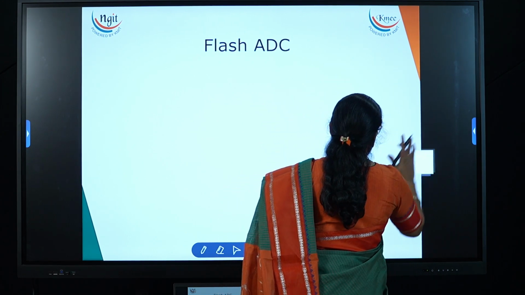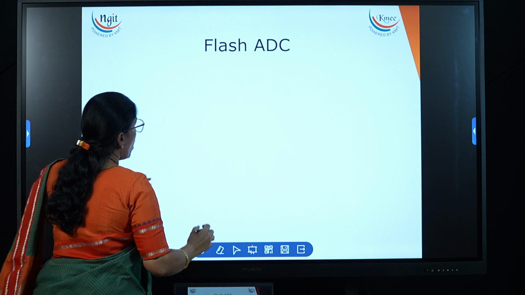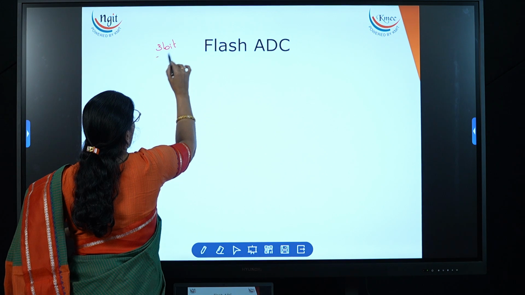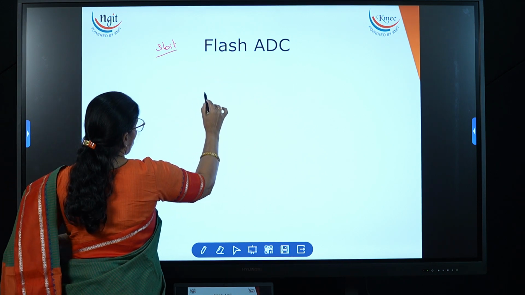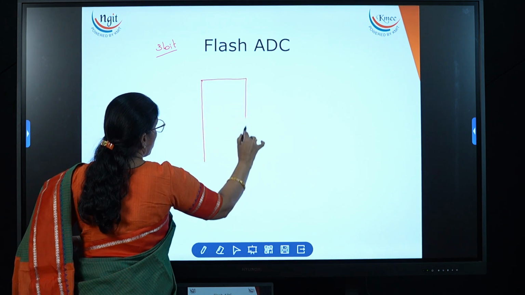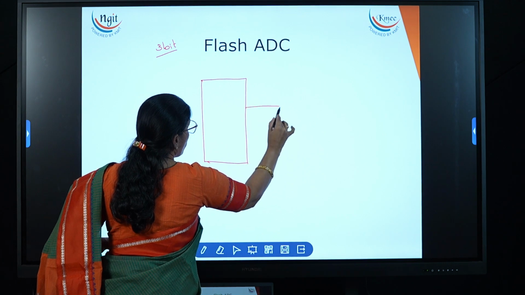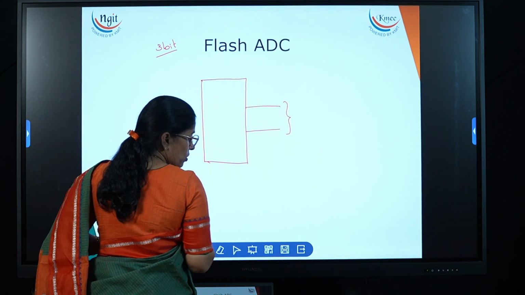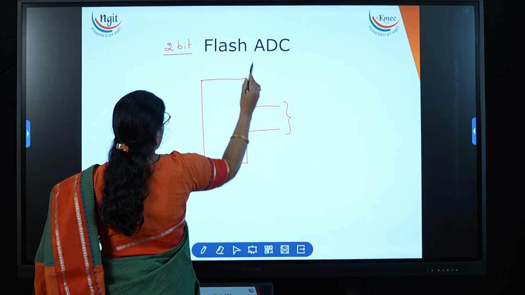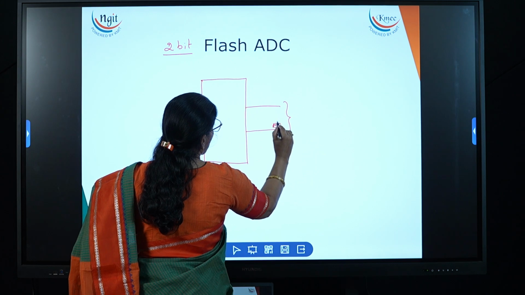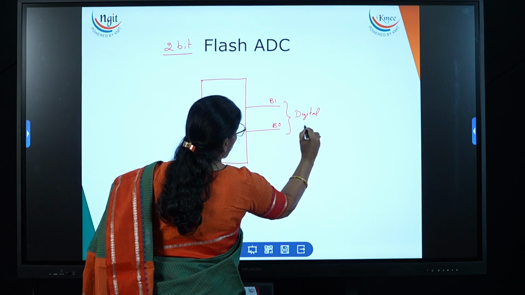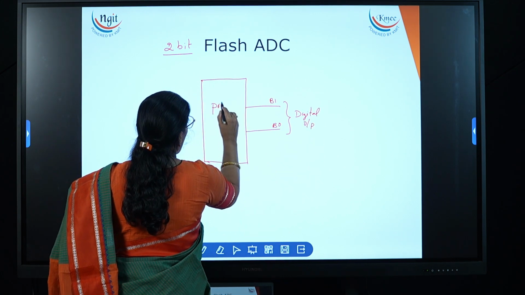Now let me draw the diagram for the flash ADC. How many bits? Now I am taking a 2-bit flash ADC. I am taking one priority encoder. Here I am taking only 2 digital outputs, B0 and B1. 2 binary bits I am getting. This is nothing but the binary output or digital output. So here I am taking the priority encoder.